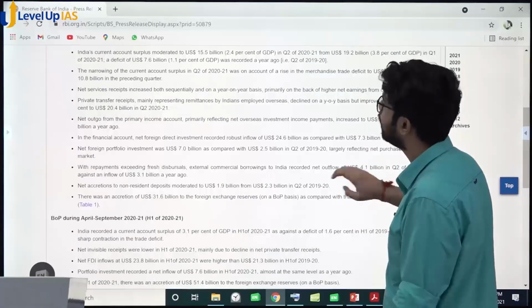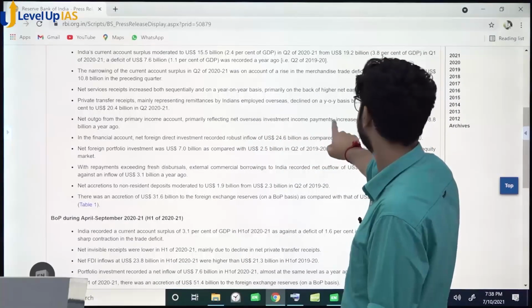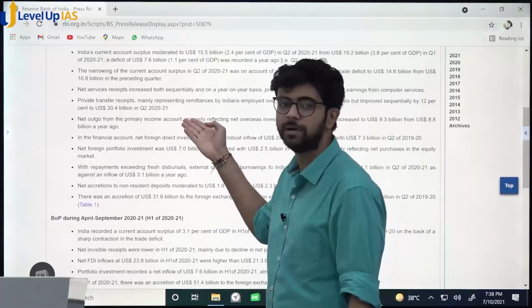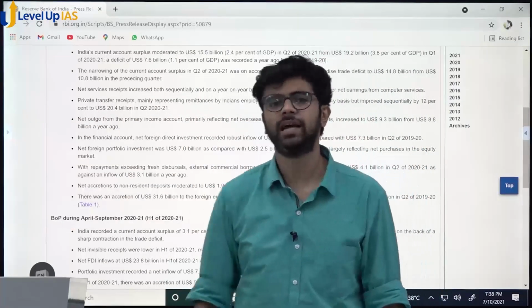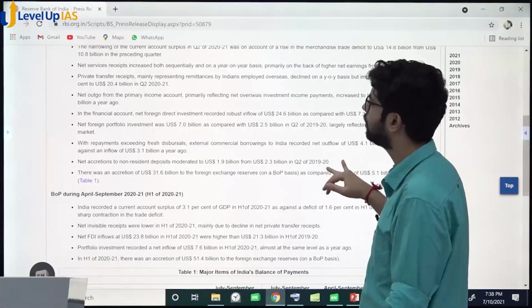Okay. Net outgo from primary income account, primarily reflecting net overseas investment income payments. Income account, remember services, transfers and income, STI, income account. So net outgo from income account was this.